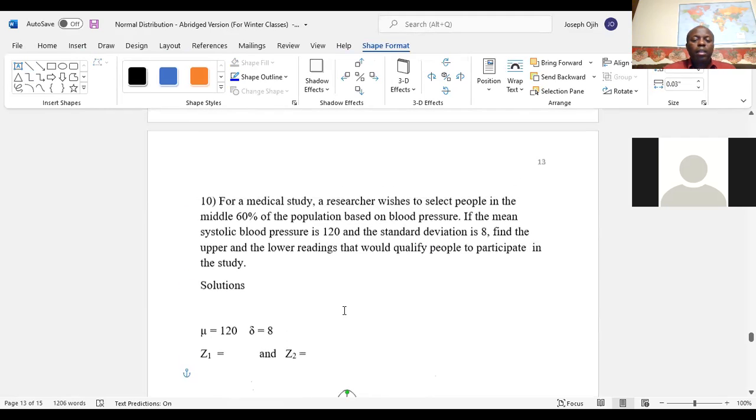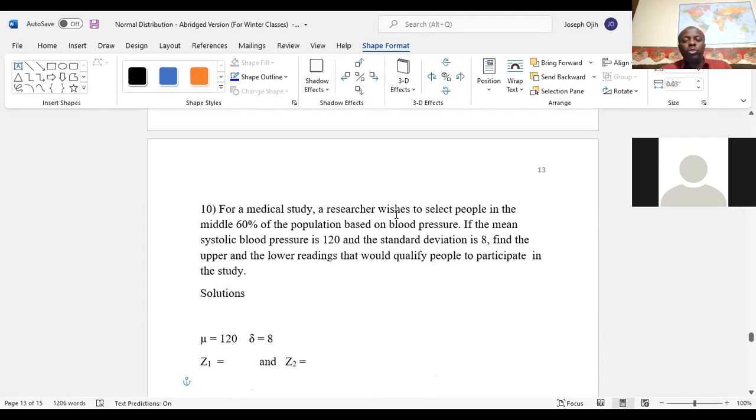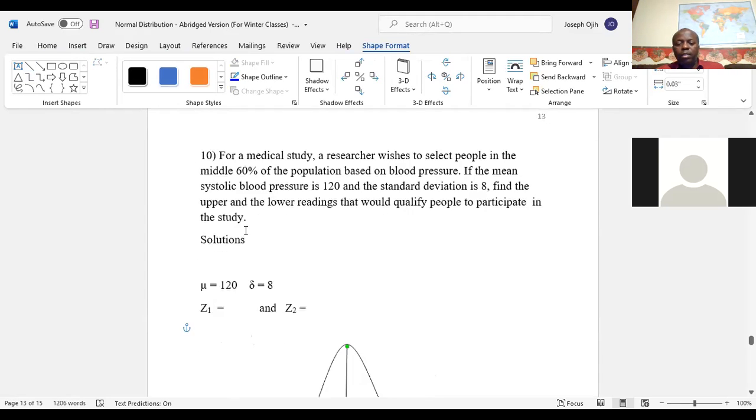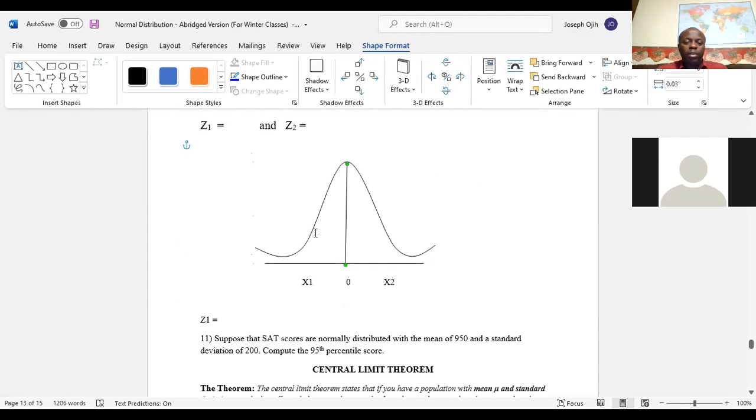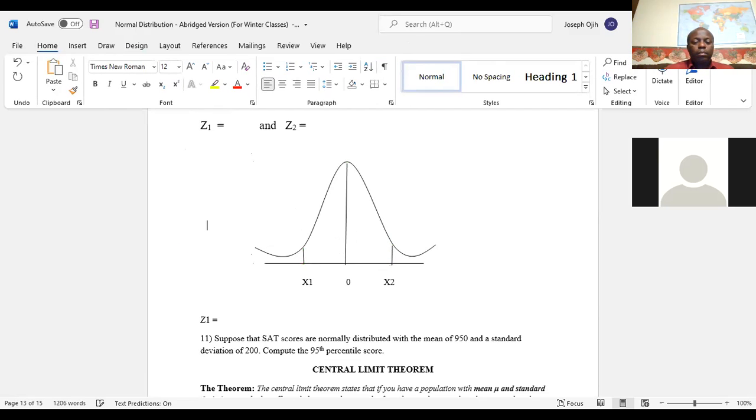Now it says the researcher wishes to select people in the middle 60%. That means we have two sides, left and right. So middle 60% should be 30 on the left side and 30 on the right side. In this case, they're already added to get 60%. So that means 30% here, 30%, making it 60%. But there are two sides, so you're going to share the two places.